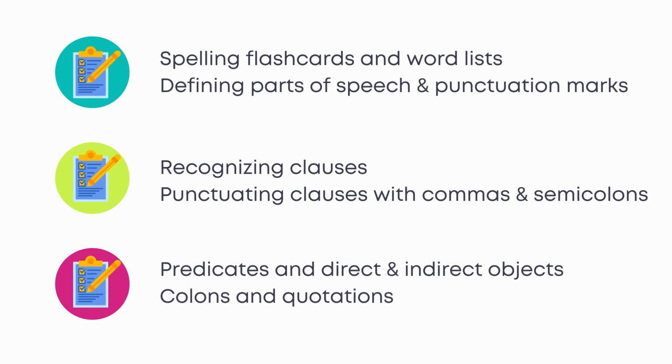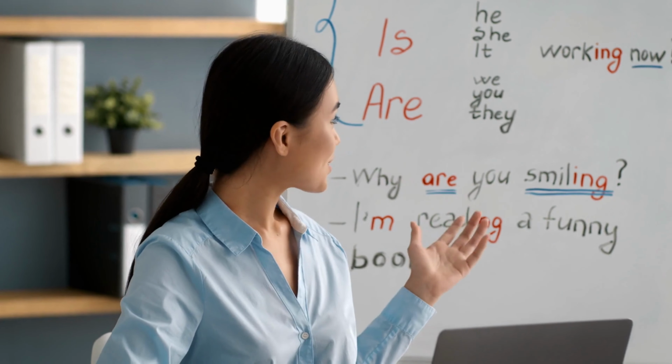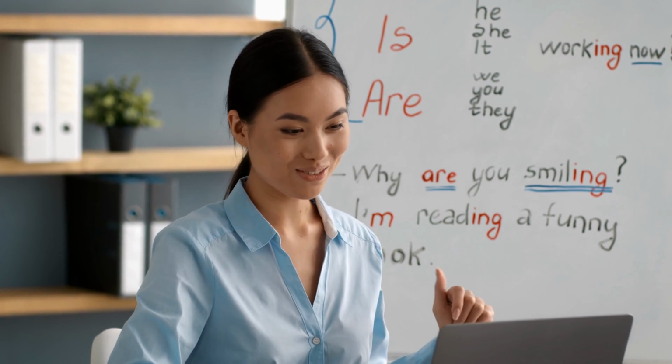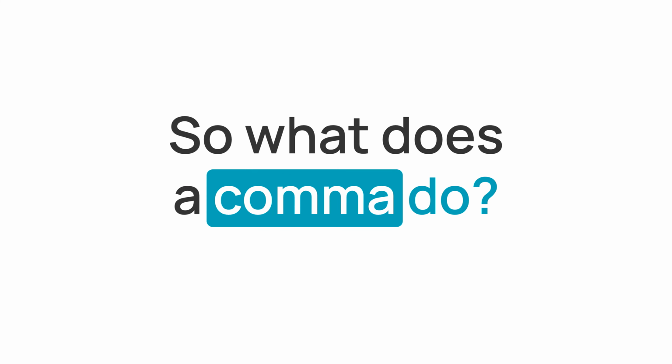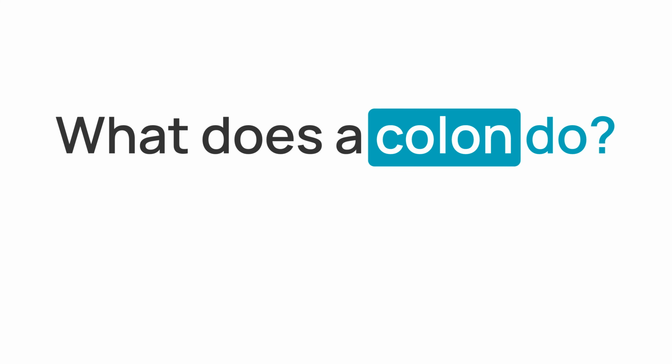I'd recommend starting first with spelling, flashcards, and word lists. Start getting familiar with those commonly misspelled words, homophones and homographs, and also defining parts of speech and punctuation marks. So what does a comma do? What does a hyphen do? What does a colon do?